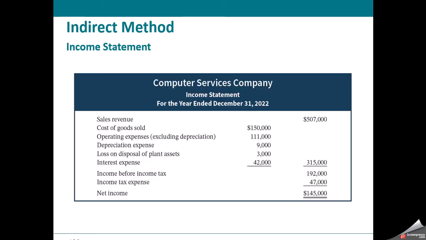So here we have the income statement. Again, the net income is how we start our operating section of our cash flow statement. And then the depreciation expense is something that we add back. And then also the loss on the sale, we're going to add back.